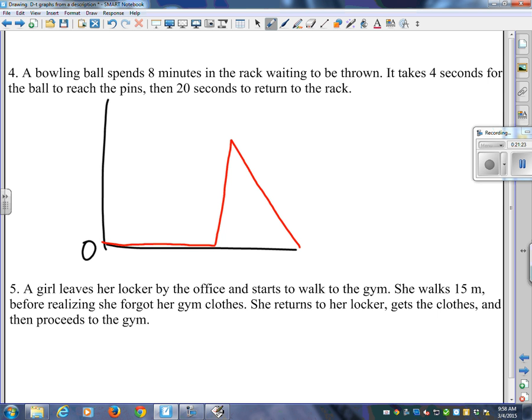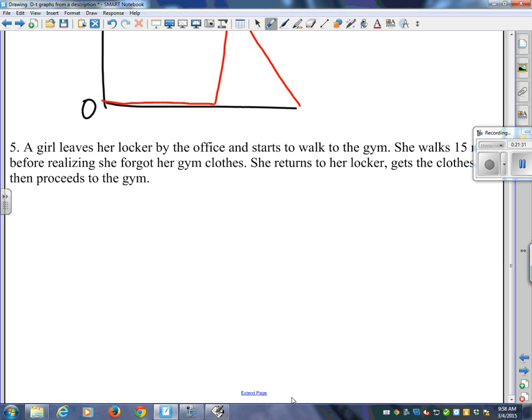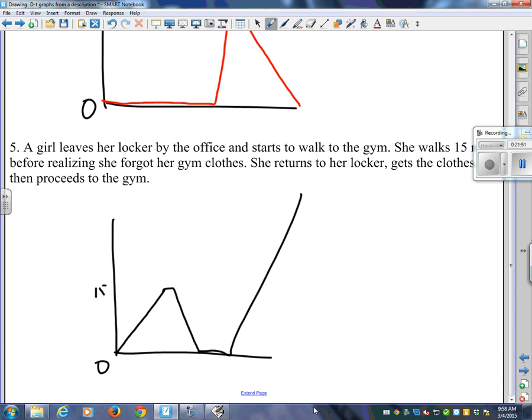A girl leaves her locker by the office, starts to walk to the gym. She walks 15 meters before she realizes she forgot her gym clothes. Returns to the locker, gets the clothes, proceeds to the gym. Again, locker is likely to be 0. She's walking to the gym. She walks 15 meters. She realizes she forgot. She turns around, goes back to her locker, gets them out, and then, because now she's late, goes quickly to the gym.